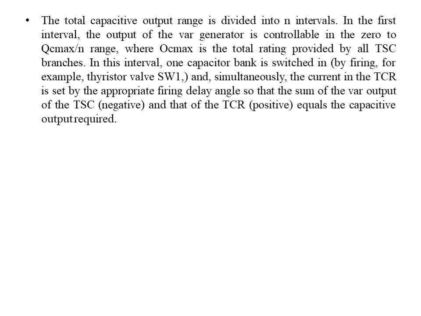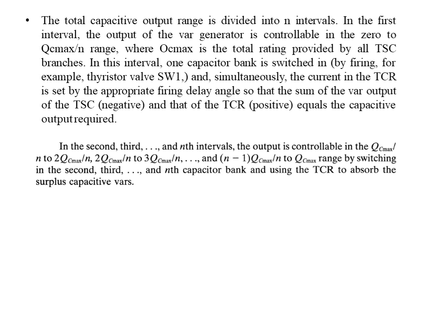In this interval, one capacitor is switched in by firing, for example, thyristor valve SW1, that is switch 1, and simultaneously the current in the TCR is set by an appropriate firing delay angle, so that the sum of VAR output of TSC negative and that of TCR positive equals the capacitive output required.